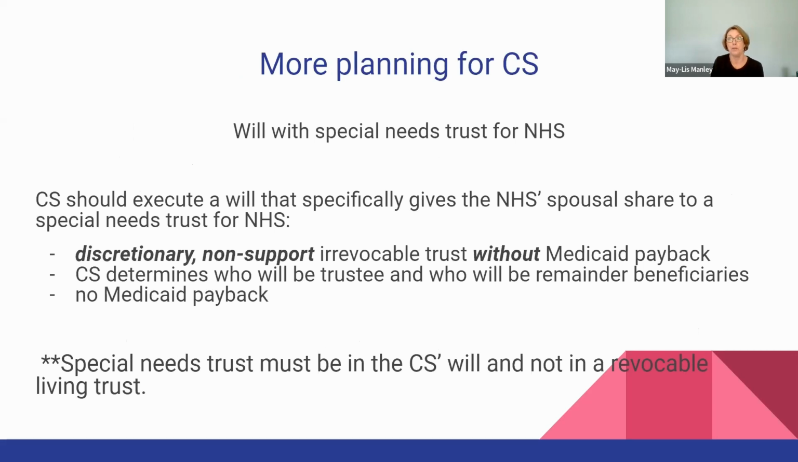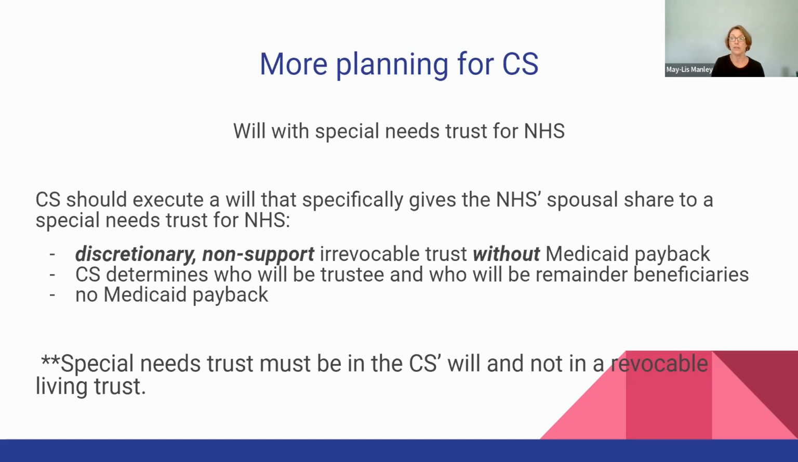Another planning tool for the community spouse is to execute a new will that specifically gives the nursing home spouse's spousal share to a special needs trust in the will for the nursing home spouse. Whether or not this is titled a special needs trust is not so important. What is important is that the trust is in the will, not in a revocable living trust. And it has to be a discretionary, non-support, irrevocable trust without Medicaid payback. That's the whole advantage of doing this, that there won't be any Medicaid payback.